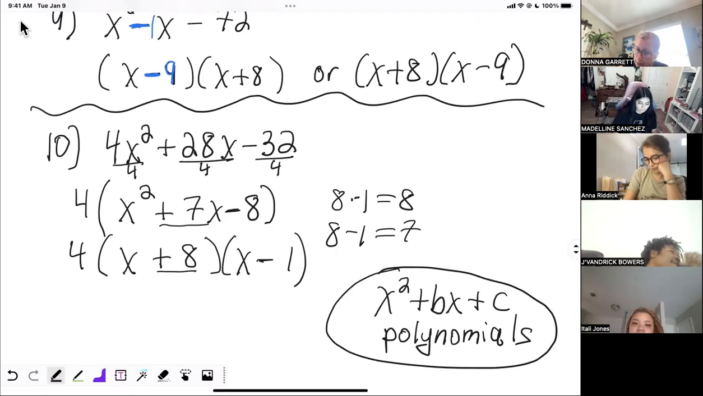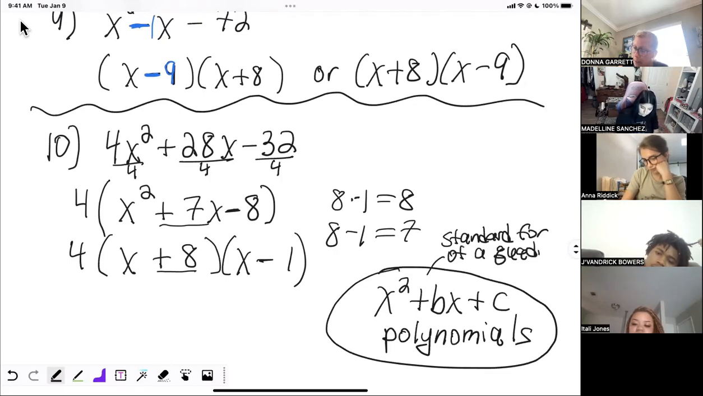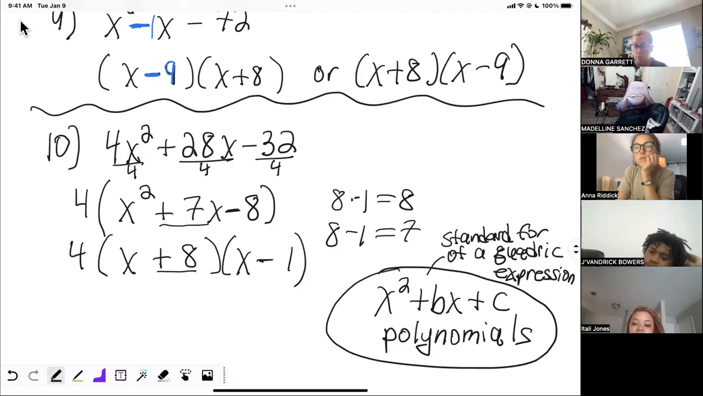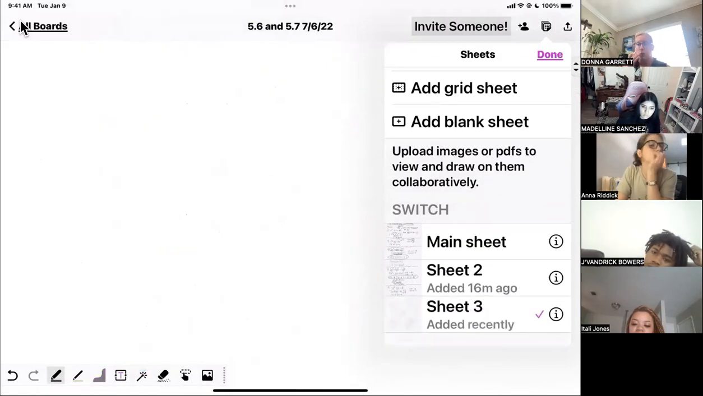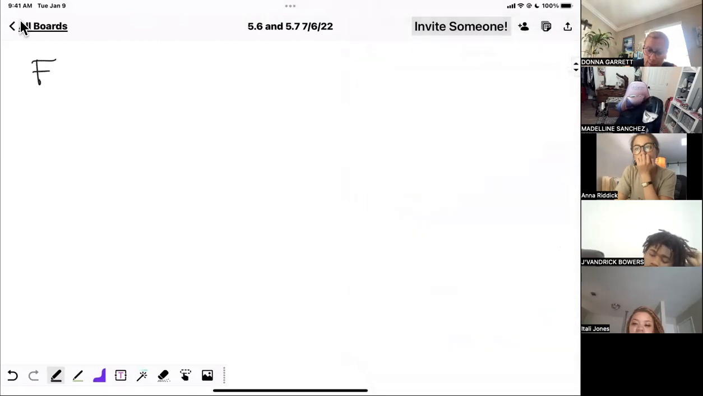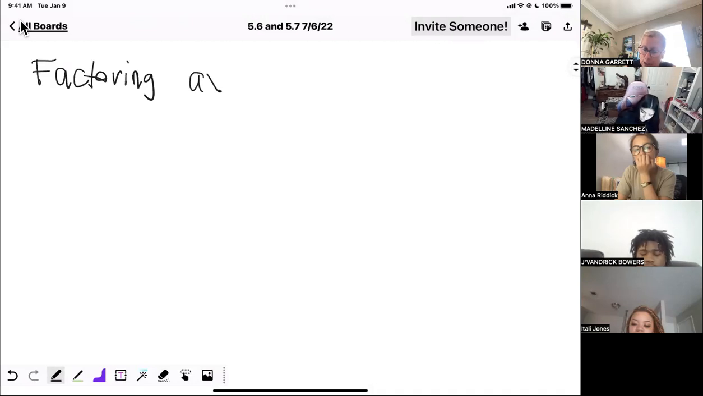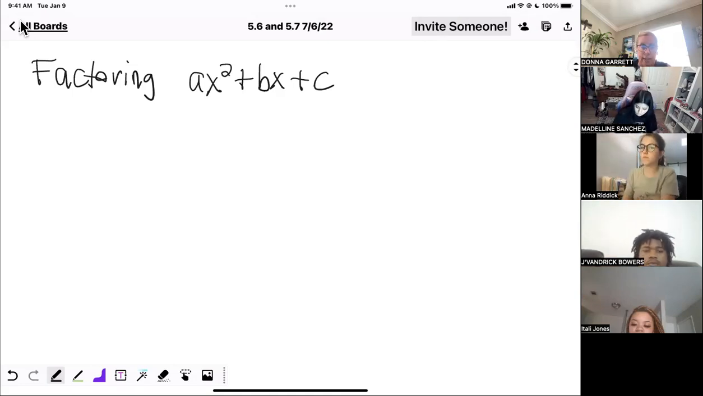By the way, this is a standard form of a quadratic expression. So if you have an x squared, that's the standard form for a quadratic expression, which you'll be learning soon. All right, so now we're going to be factoring this form of polynomials, ax squared plus bx plus c, which means we're going to have a number a in the front, a number c in the back, and a number b in the middle.